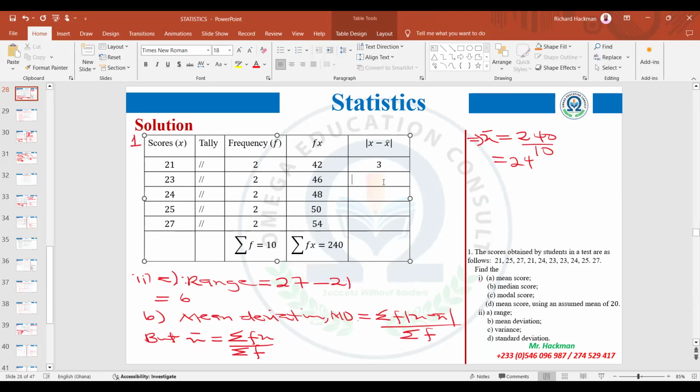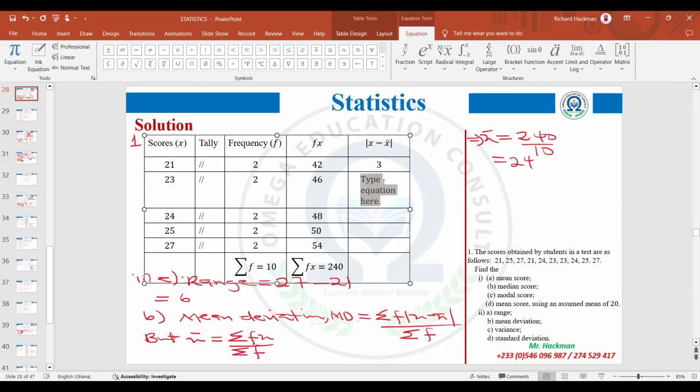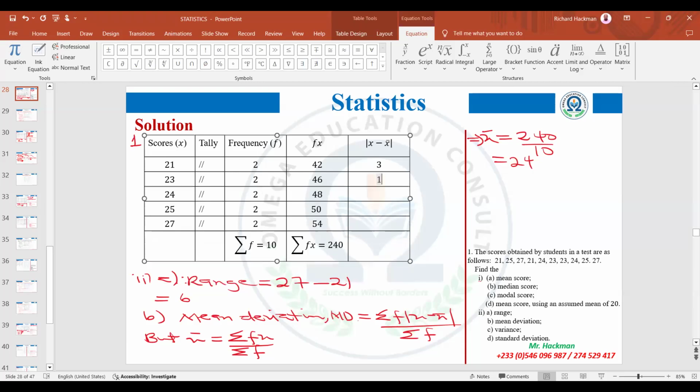Hello, are you following, my professors? Yes, please. Okay, then help me complete the rest. 23 minus 24 will give us minus 1. Absolute value of minus 1 will give us 1.